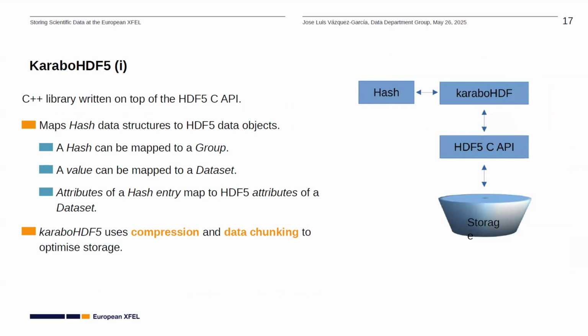So what is Karabo HDF5? It is a library that sits between the hash and the HDF5 standard API library. Basically what it does is map hash objects. You remember the hash is a key-value container, and its value can be data or can be another hash. So Karabo HDF5 maps those objects to HDF objects. There's a pretty much natural mapping between a hash and a group. A value can be mapped to a dataset. And you can even map the attributes in the hash to attributes in the objects of the dataset.